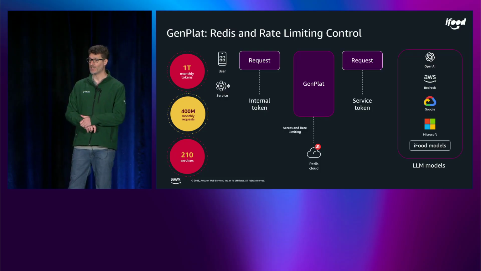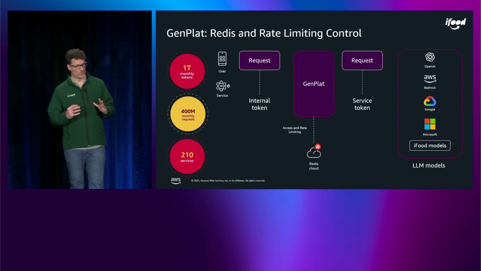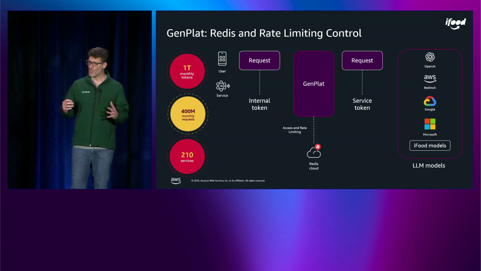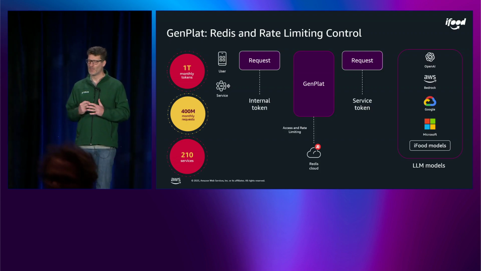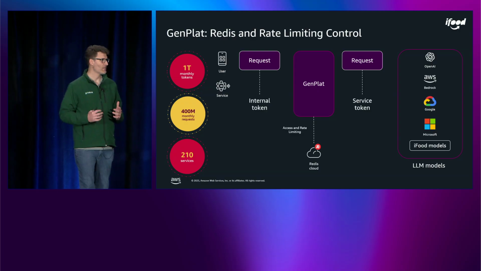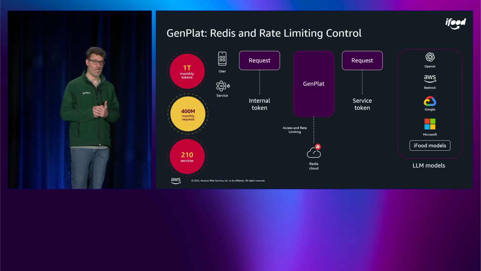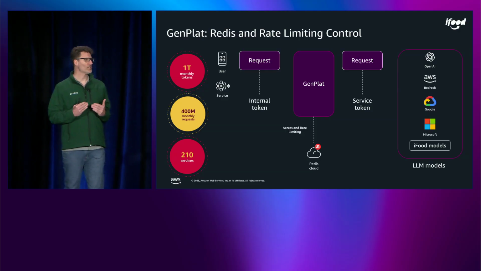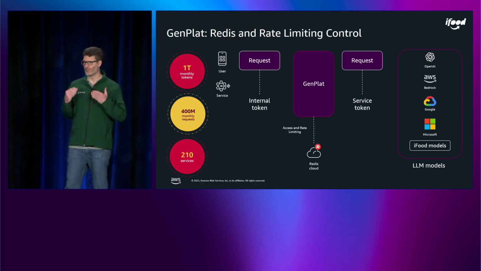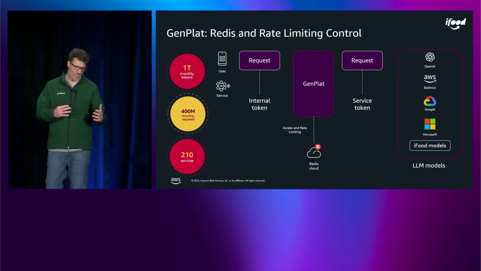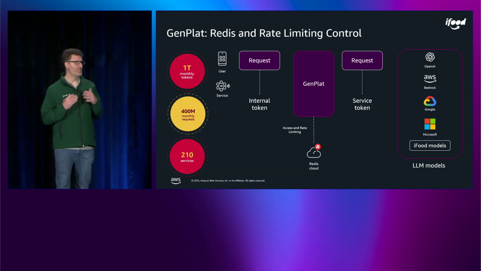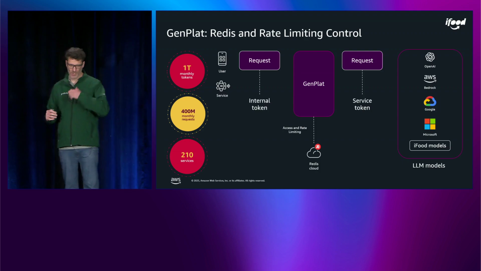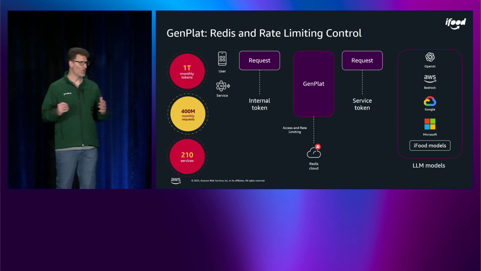Basically, it's a GenAI platform which connects users and different services to GenAI models. It's a way to centralize the access to the models, but it also solves governance and a lot of other challenges. The numbers of this platform are 1 trillion tokens per month, more than 400 million requests per month, and at this moment more than 200 different services using our platform to access GenAI models. Part of these models are inside AWS, part are outside.